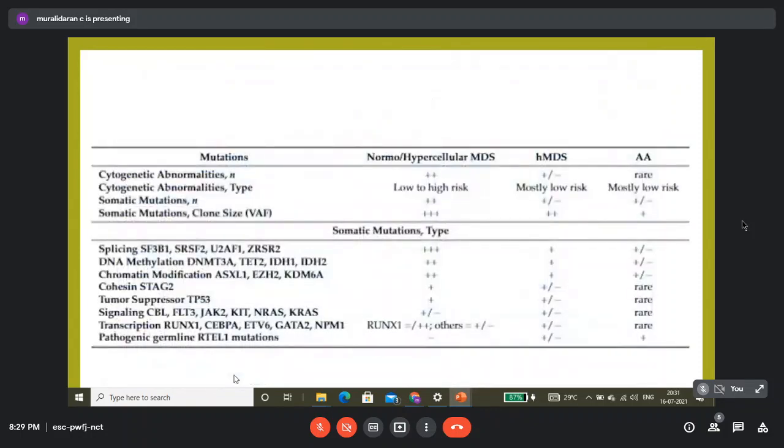So how can you differentiate? If you do recent molecular studies, you can differentiate hypoplastic MDS from aplastic anemia, that we have gone through last session, so I'm not detailing it too much. You can differentiate based on molecular studies, and even if a clone is present, based on clone size, we can differentiate hypoplastic MDS from aplastic anemia.